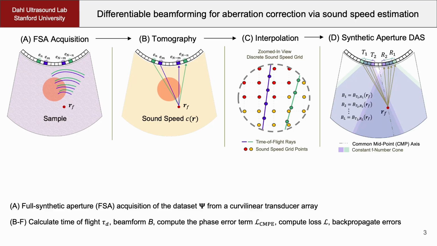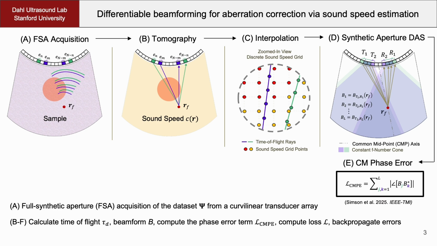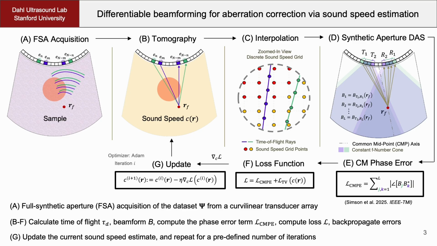We then use these time delays to perform synthetic aperture delay and sum beamforming, and we compute the common midpoint phase error image quality metric presented by Simpson et al. from our group. This result is used as a component in our loss function. Then we differentiate our loss function with respect to our initial sound speed grid values. We backpropagate these errors through our differentiable beamformer to update our initial sound speed assumption. This iterative process is repeated for a predefined number of iterations.